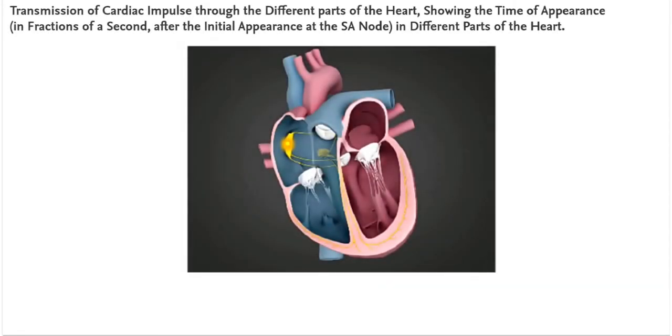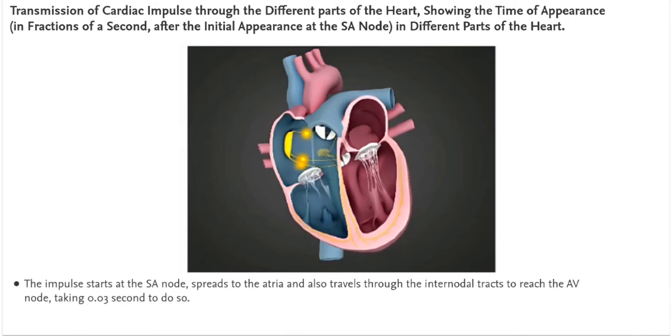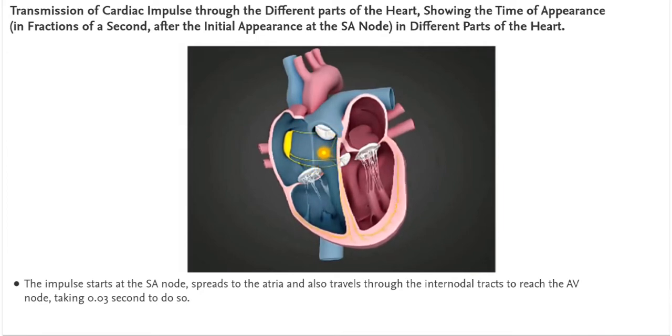Transmission of the cardiac impulse through the different parts of the heart, showing the time of appearance, in fractions of a second, after the initial appearance at the SA node in different parts of the heart. The impulse starts at the SA node, spreads to the atria, and also travels through the internodal tracts to reach the AV node, taking 0.03 seconds to do so.